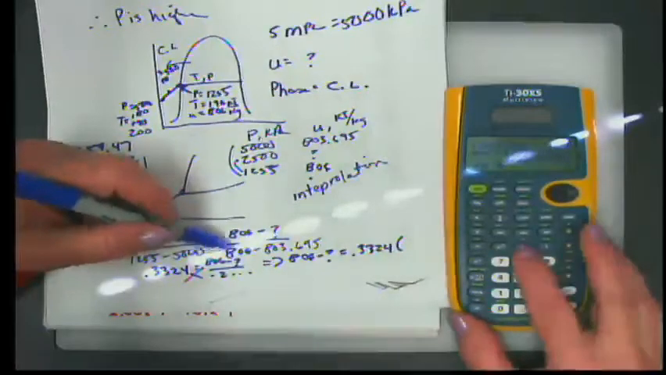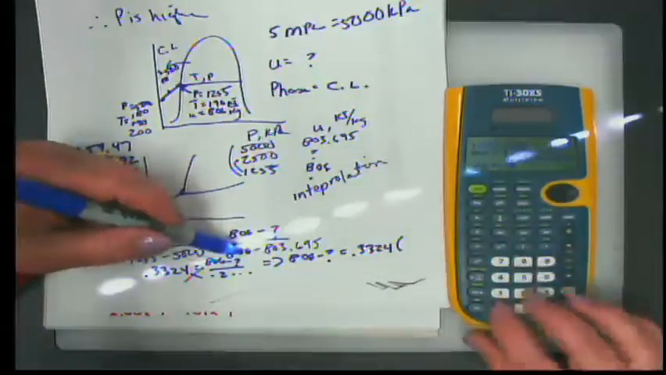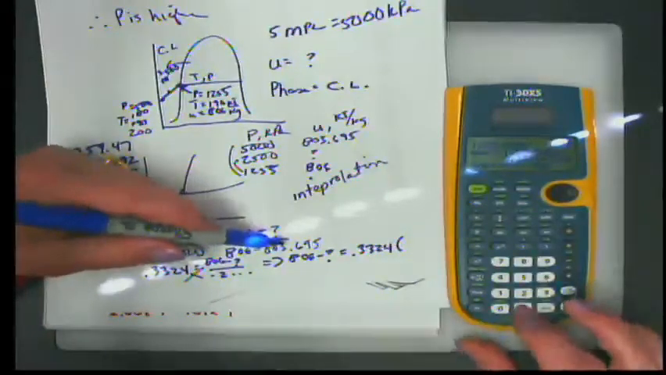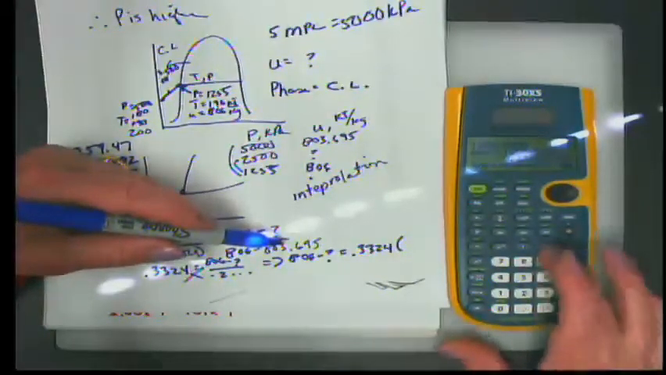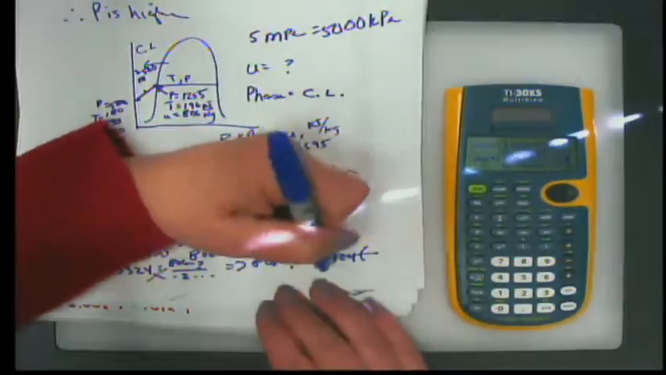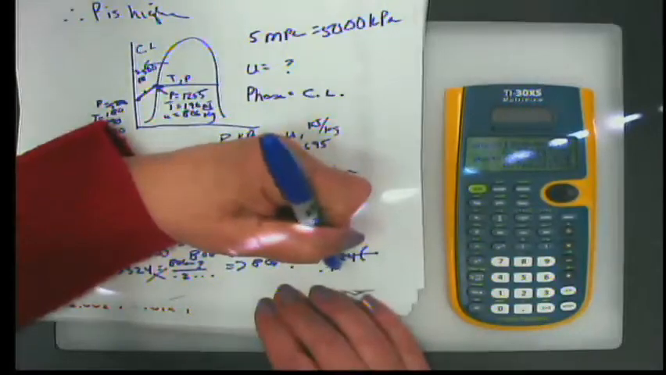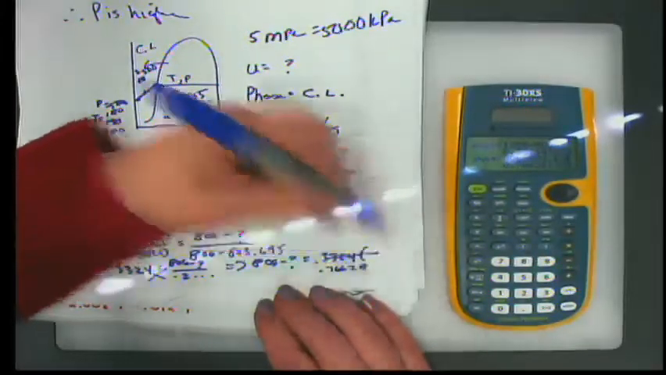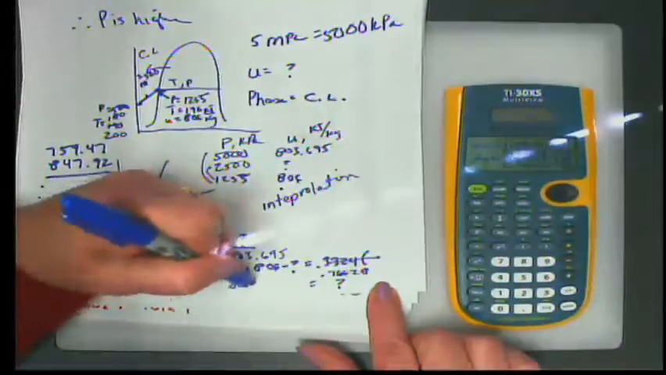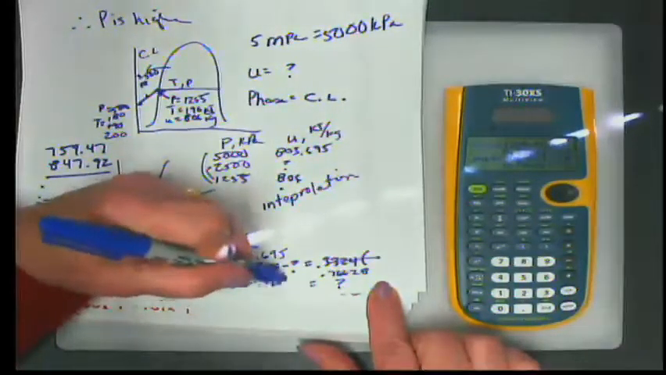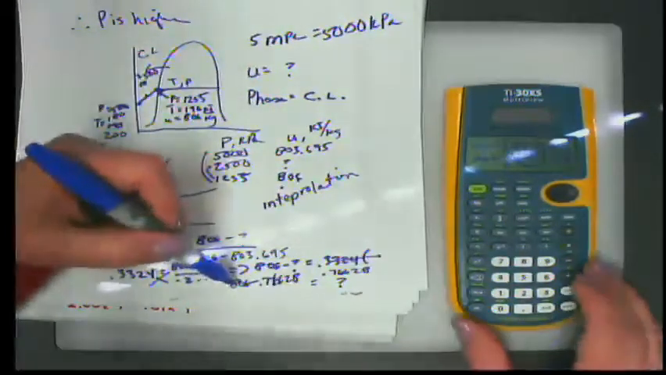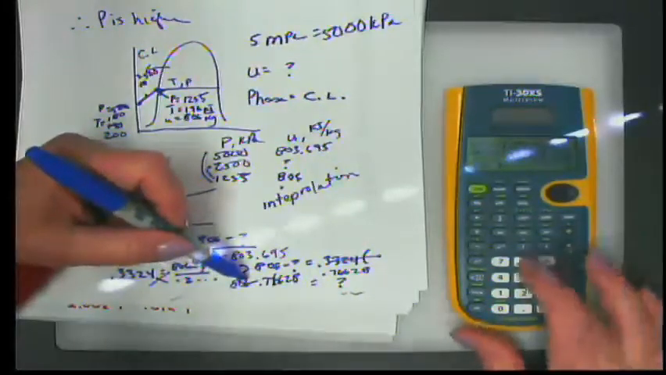I'm going to times that by parentheses 806 minus 803.695 parentheses equals. So I get that number is equal to 0.76628. And if I bring the question mark over to the right-hand side, 806 minus 0.76628 is going to be the value that I want here. So that's 806.